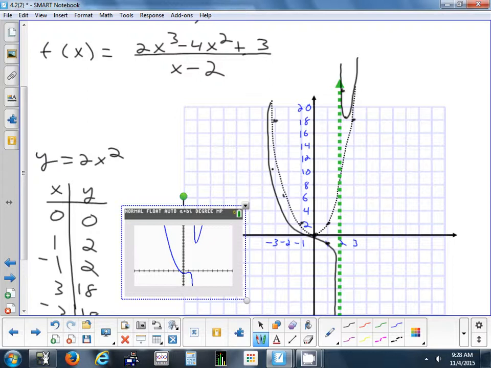What's the degree in the top? Degree in the bottom? What's the difference between 3 and 1? 2. You get a parabola, degree 2 asymptote. What if the degree in the top was 5 and the degree in the bottom was 2? What's the difference between 5 and 2? 3. You'd get a degree 3 asymptote. So if you look at the difference between the degree in the top and bottom, that tells you the degree of your asymptote. The further apart they are, the harder it is to sketch because it starts getting more and more complex. But you'd never have one more than 2 apart.